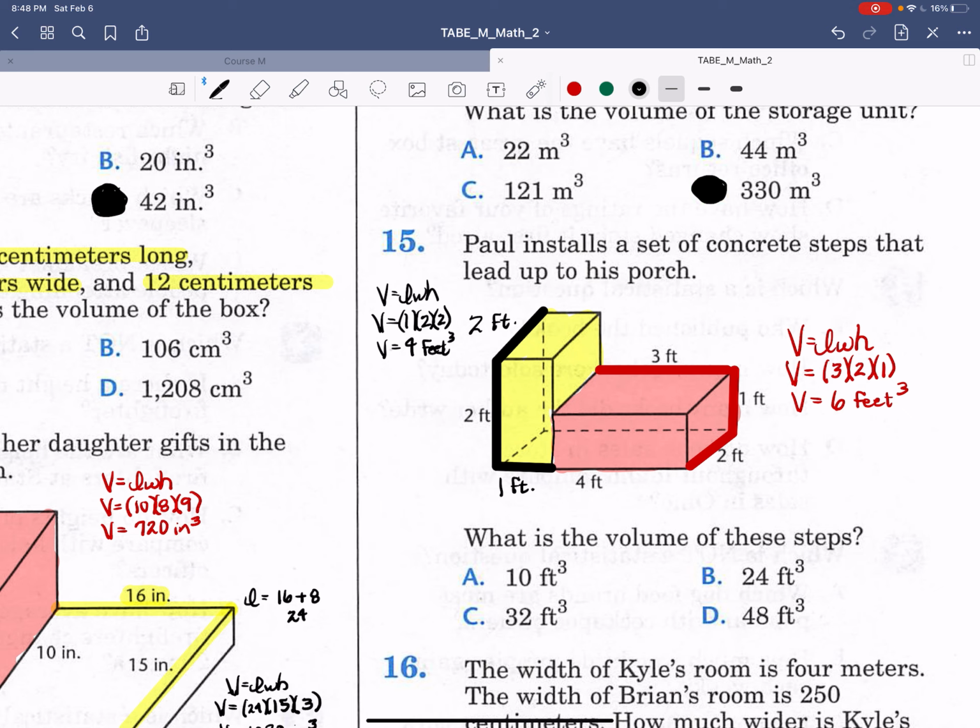And because this is a composed figure, I need to put those together. So 4 feet plus 6 feet is 10 feet. So for number 15, I like A.